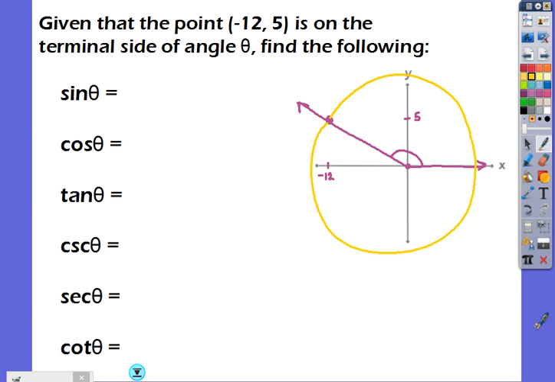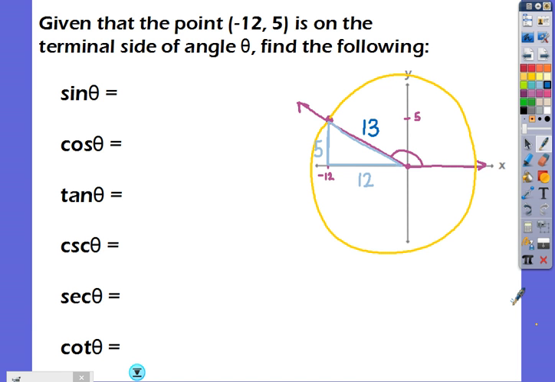Let's figure out what the radius of this circle would be. If we look at this little triangle, we know this side is 12, we know this side is 5. We've got an x and a y value. If we do the Pythagorean theorem, I just happen to know this one because I'm a math teacher, it tells me that the hypotenuse is 13. So the radius of the circle would be 13.